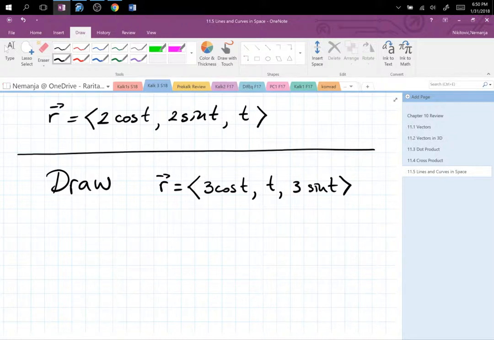If this was cosine t, it would be sine. I was thinking about how weird it would be if you had 3 cosine t, 3 sine t, and 3 cosine t. Like how everything's bounded. Would that just be a sphere? Right, it would be a sphere. That's what I was thinking about, because obviously it has to be bounded.